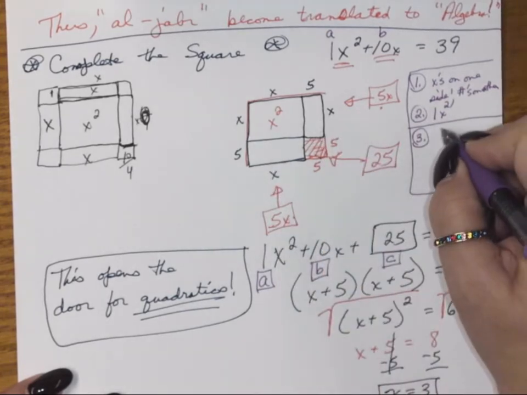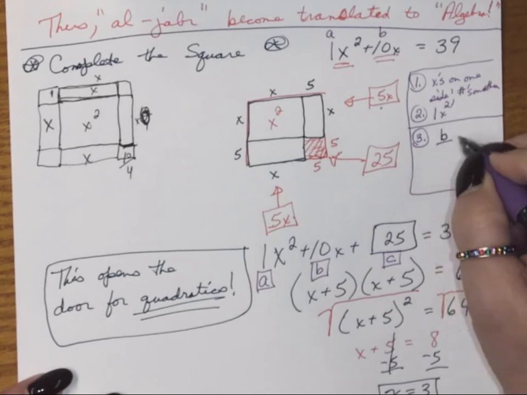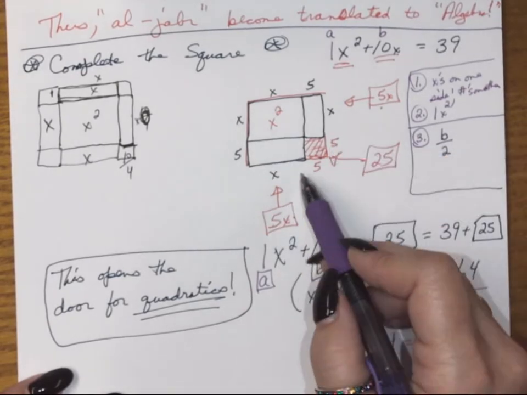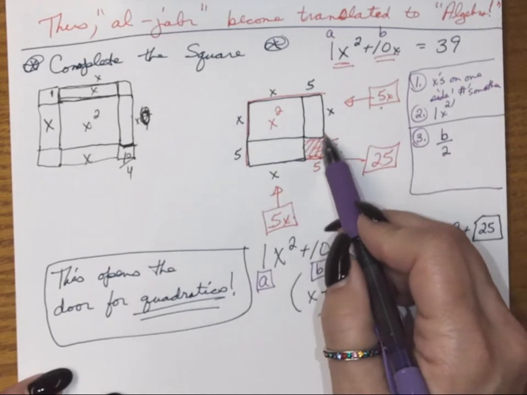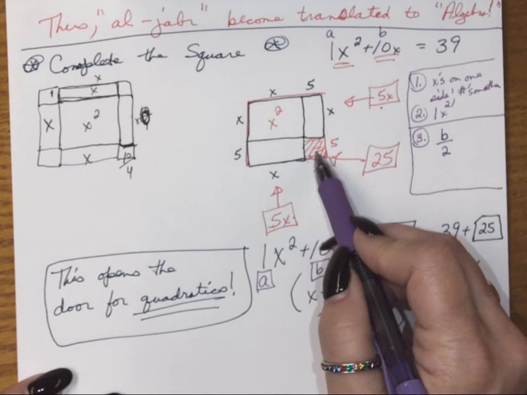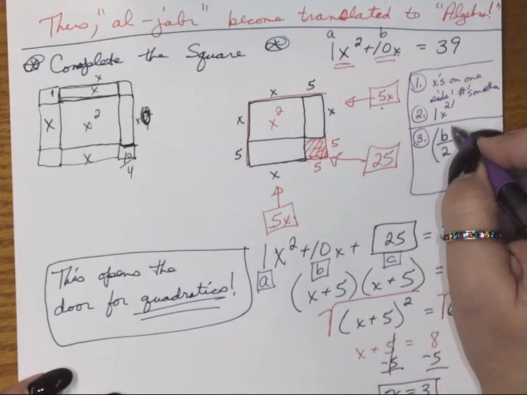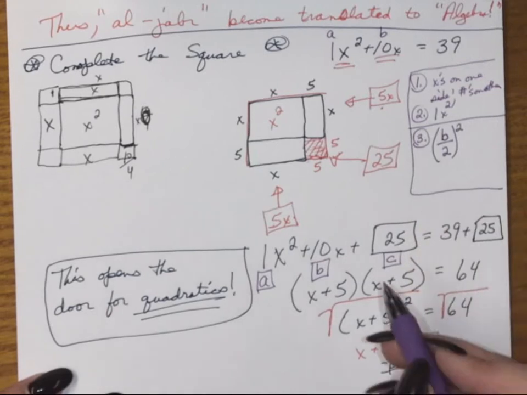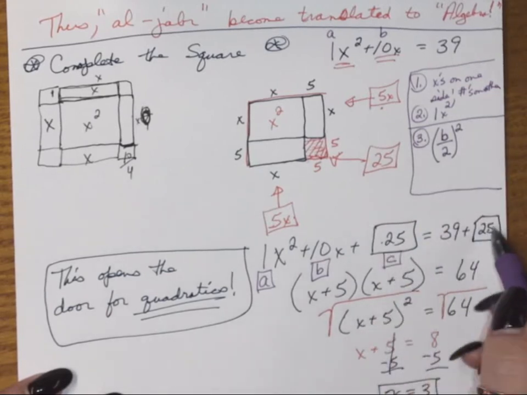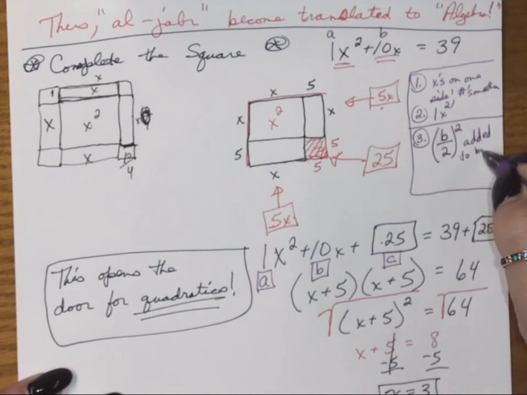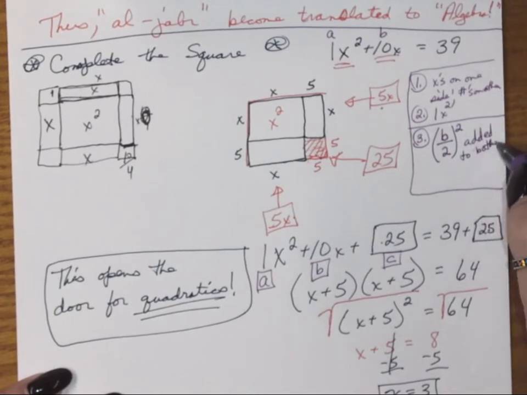So you take whatever your B term is, your coefficient, and divide it by 2. Split it in half. And then that 5, we did 5 times 5, right? So we squared it, multiplied it by itself, basically. So B over 2 squared. And what did we do with it? Well, right here, we added to both sides, right? Okay, so that's the algebraic step.